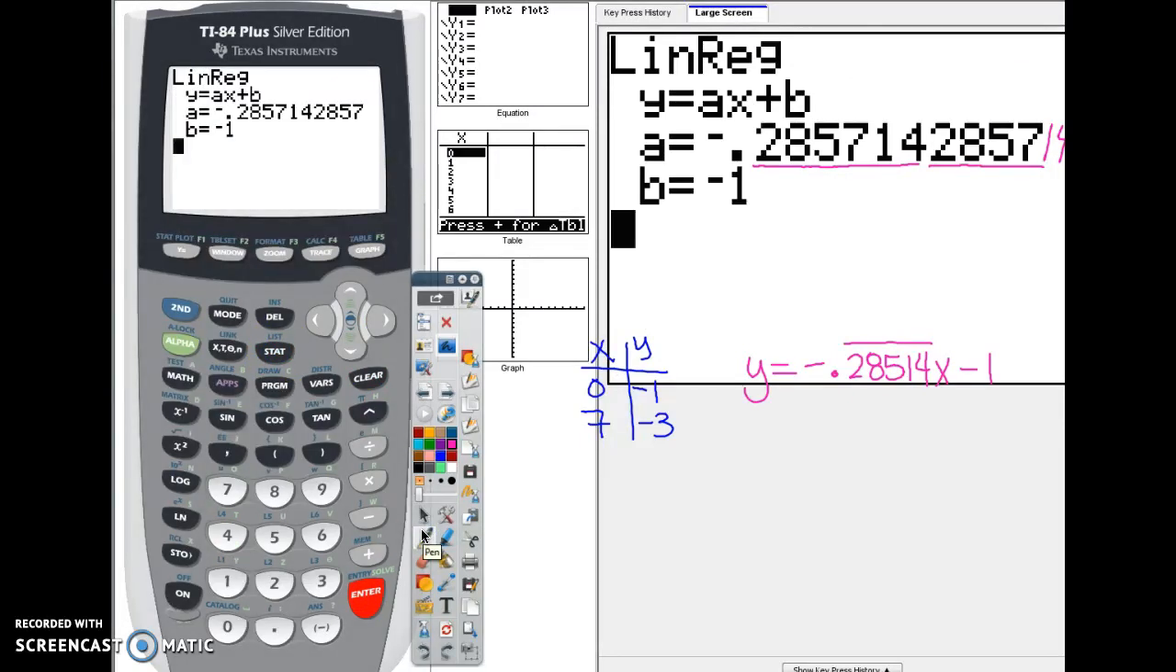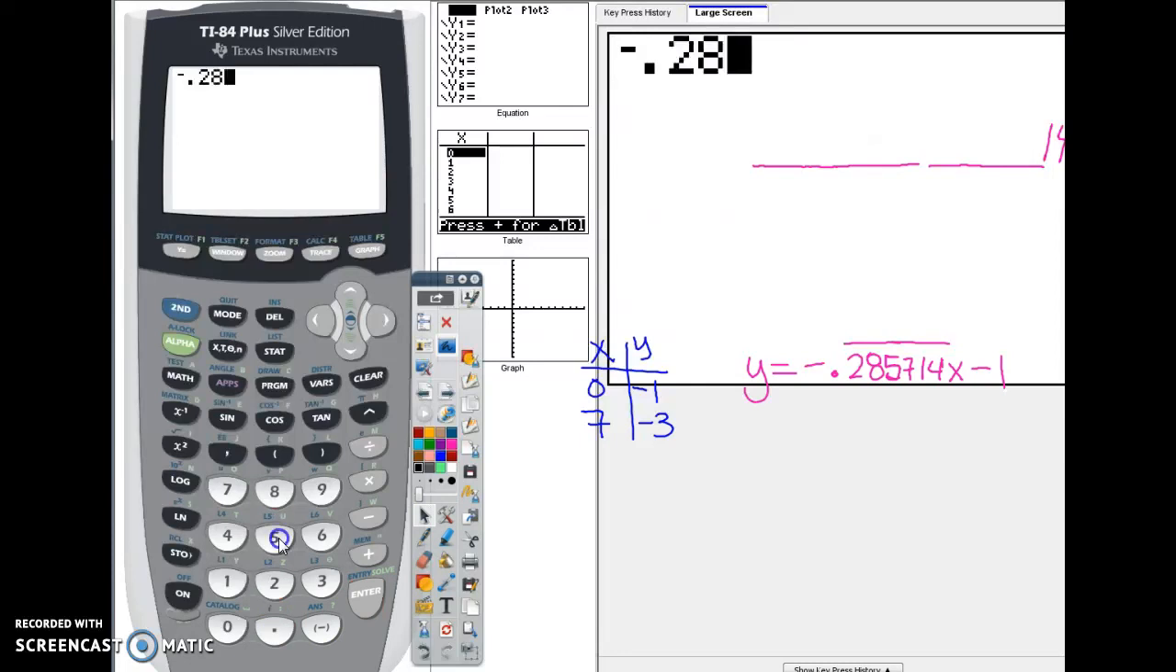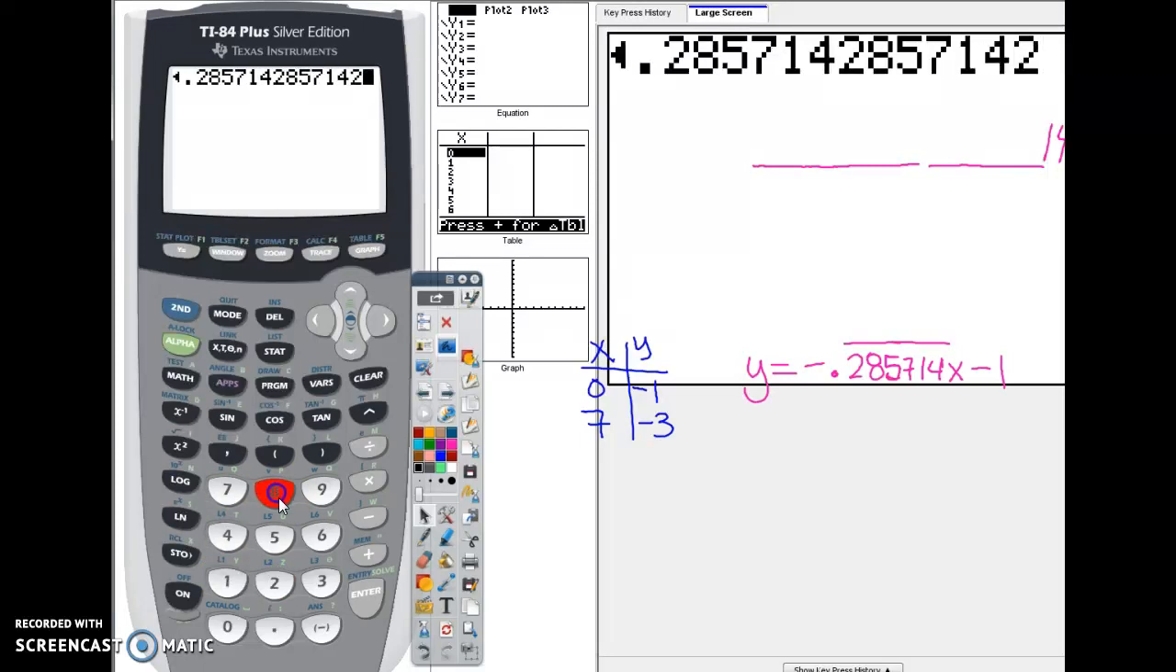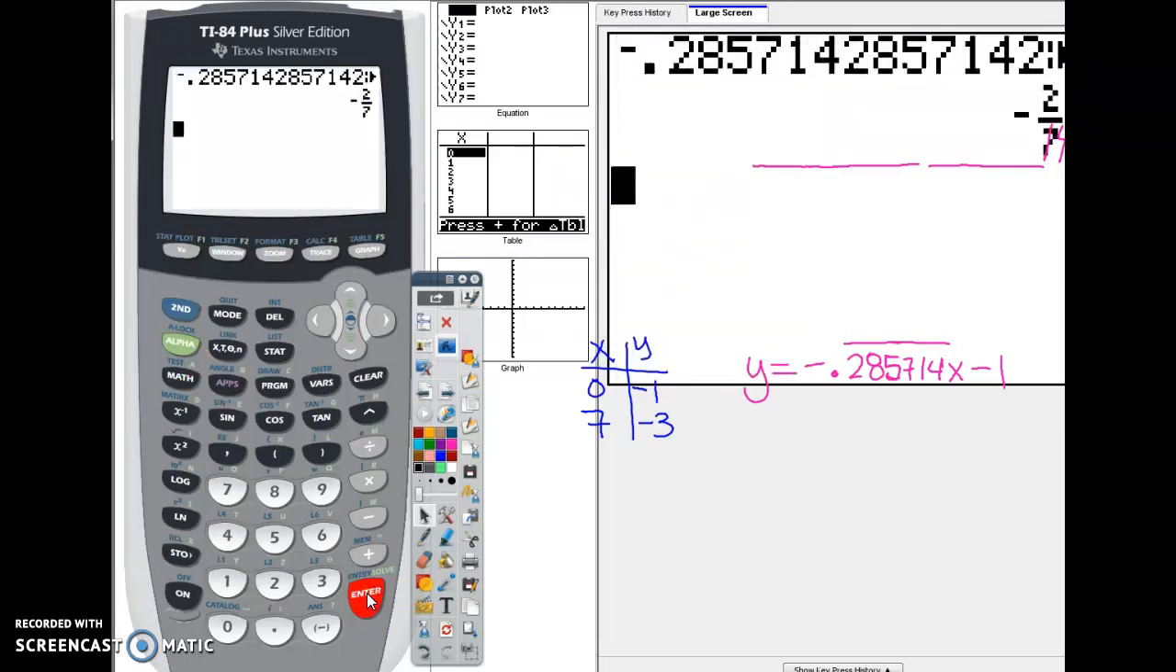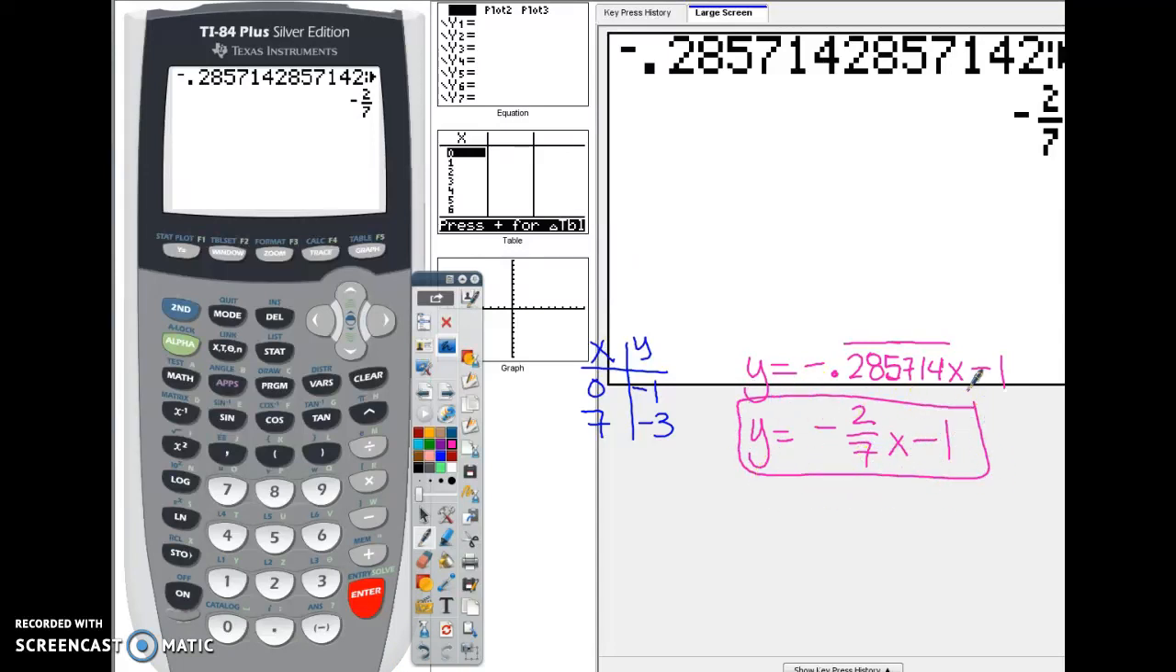The 7 is after the 5. 5714, repeating x minus 1. So type it in. Negative 0.285714, 285714, 285714. You're just repeating it, right? Do it 2 or 3 times. Math, enter, enter, and it will give you the correct fraction. If you don't repeat it, it's probably not going to give it to you. So we have y equals negative 2/7 x minus 1 is the correct equation.